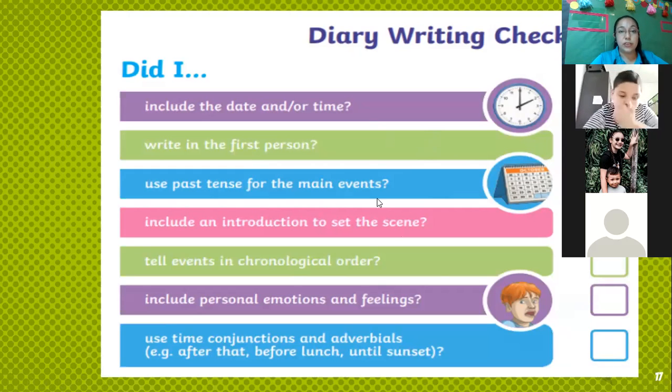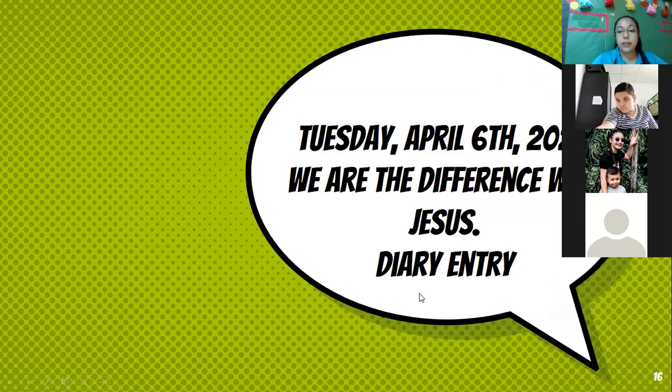So let's see. Now, on your notebook, let's start. You write the date, Tuesday, April 6, 2021. And what is the topic? In that case, it's a diary entry. So you copy this in your notebook right now, please. Copy the date and also diary entry. That is the topic that we discussed today because we learned this. Excellent. Tuesday, April 6, 2021, diary entry.